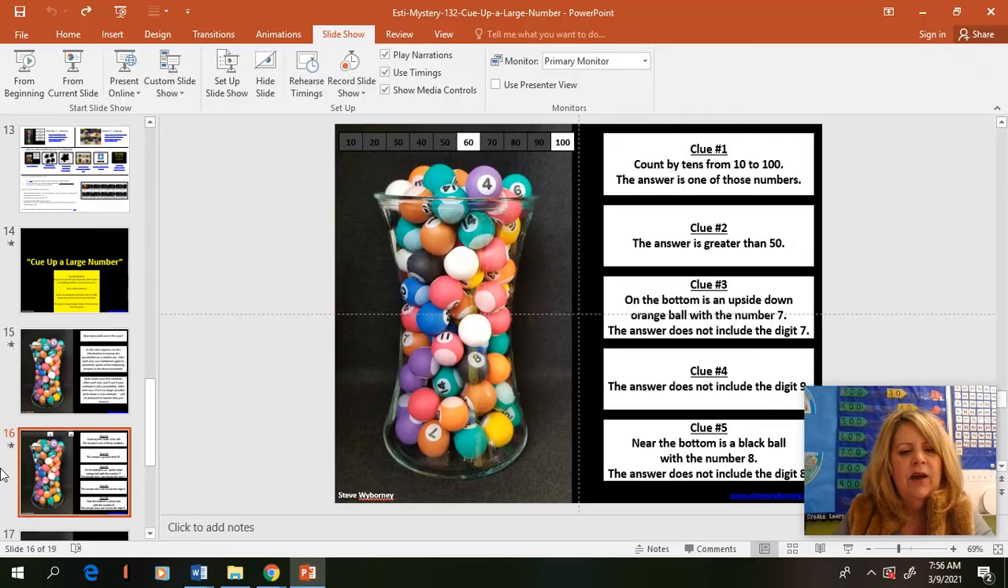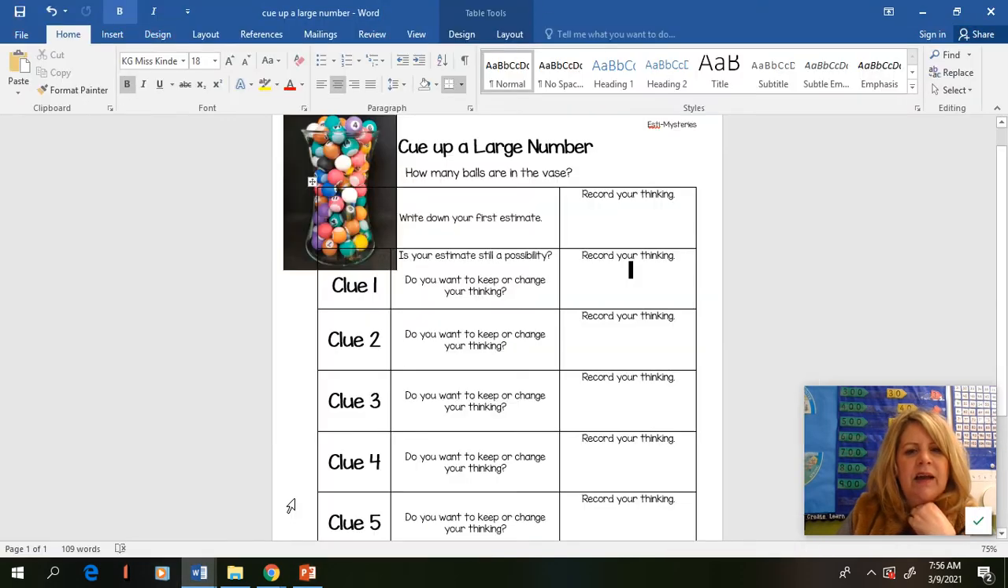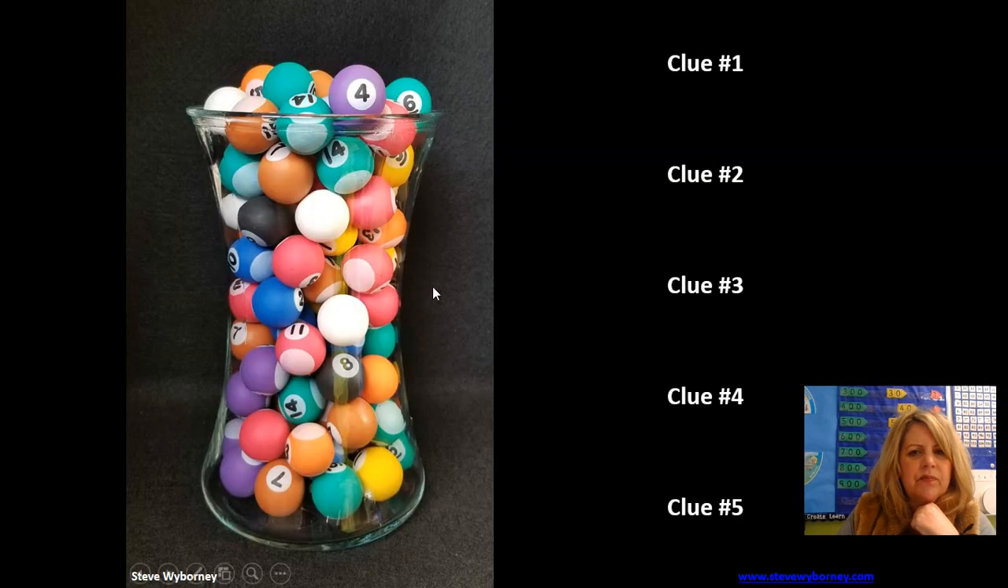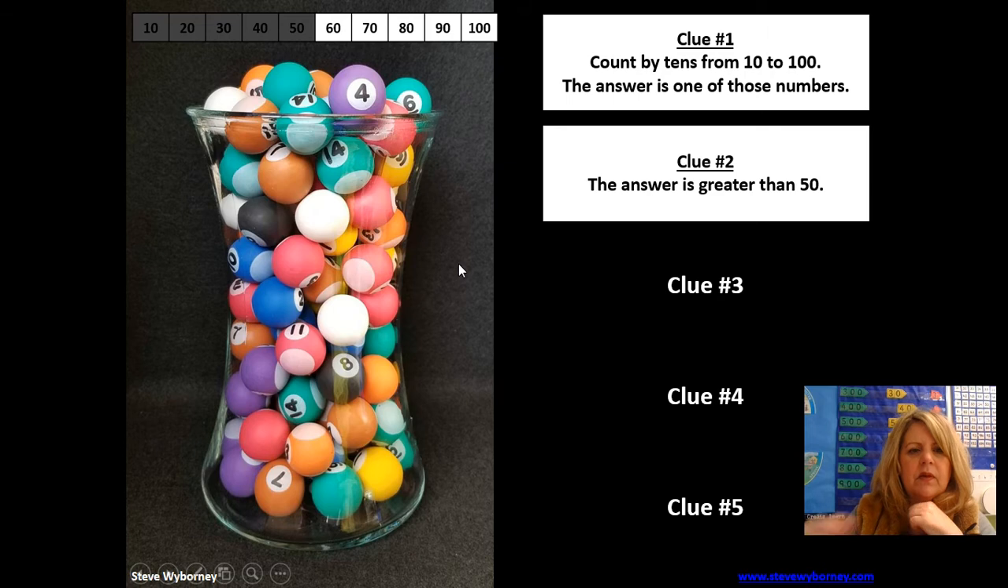All right, remember, head back to your recording sheet. And now find clue 2 on the table. And again, the question is, do you want to keep the estimate you wrote after you read or learned about clue 1, or are you going to change it? Record your estimate in that box across the row by clue 2.